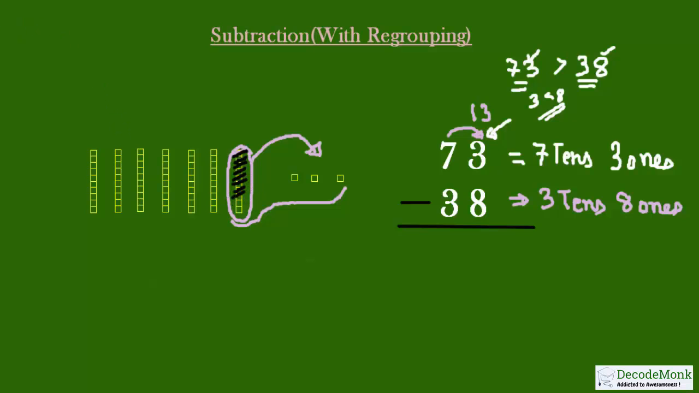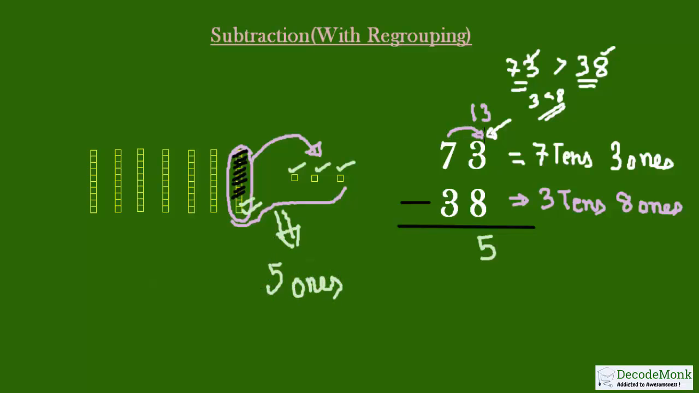So now let us check. We are left with how many small blocks? 1, 2, 3, 4, 5. So we are left with 5 blocks, the smallest blocks or the ones blocks. So we are left with 5 ones blocks. This gives us 5 ones.